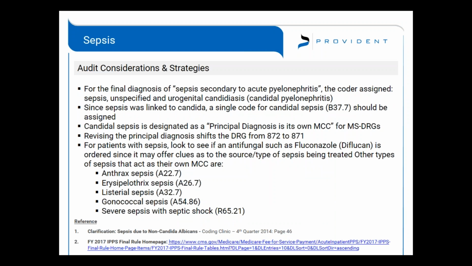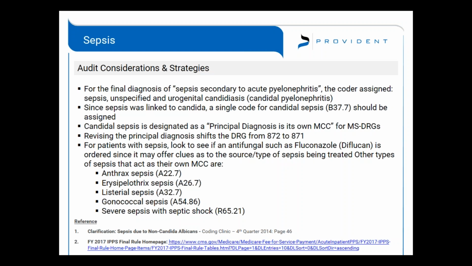Some of the other considerations. This patient comes in with sepsis secondary to pyelonephritis. Because they used those two codes of the sepsis and the urinary candidiasis, referring to the candidal pyelonephritis, that actually puts it into a DRG of 872. The physician actually linked the sepsis and the candida, so a single code, B37.7, should be assigned. Candidal sepsis, as a principal diagnosis, is its own MCC for MS-DRGs. Revising the principal diagnosis shifts the DRG from 872 to 871.